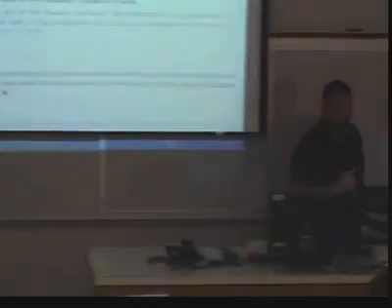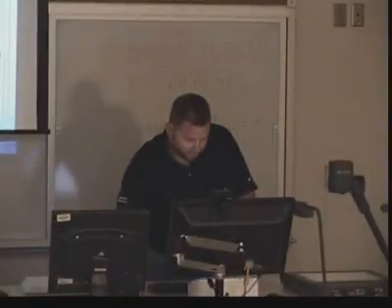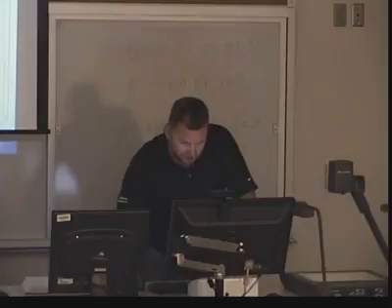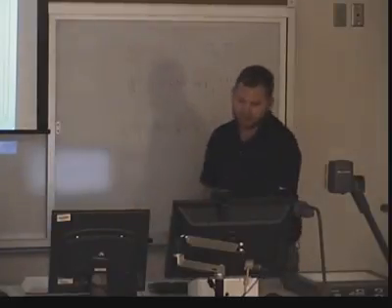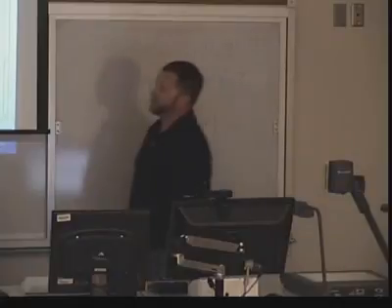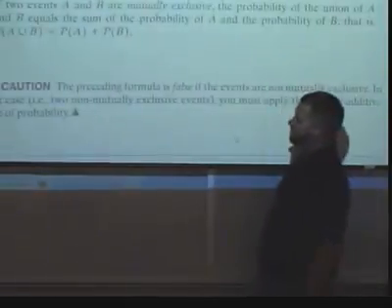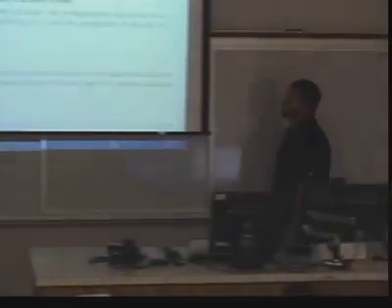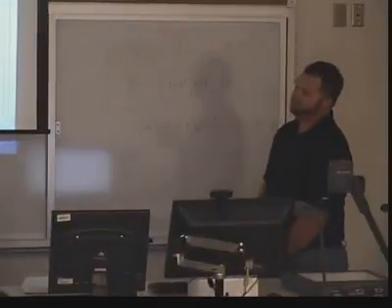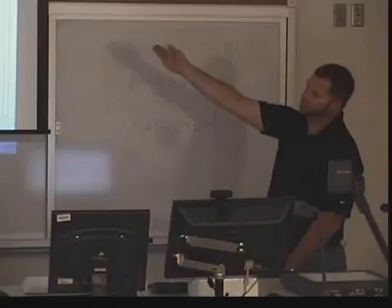Caution: the preceding formula is false if the events are not mutually exclusive. If they do have an intersection, we have to go ahead and subtract off the intersection. And really, you don't even need to worry about learning another formula. This formula is exactly the same as this formula. It's just that the intersection is 0.